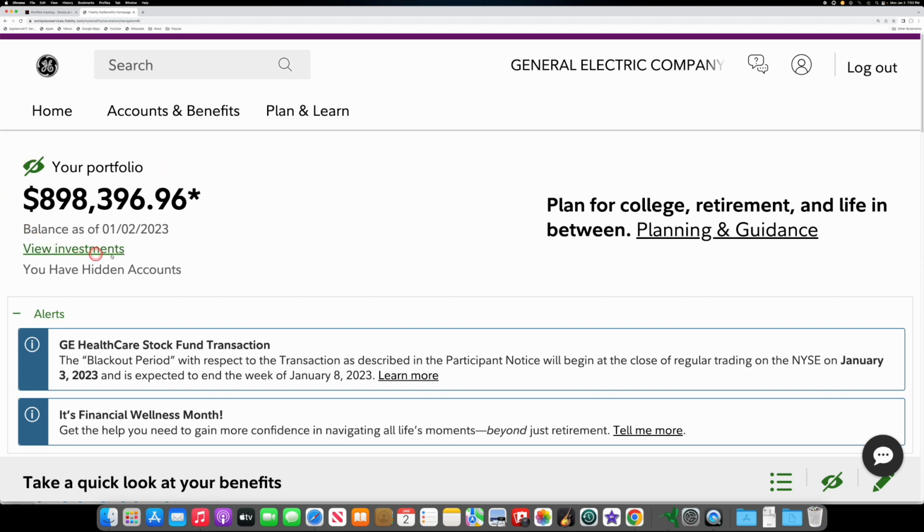This is my total portfolio. These are all the investments, all the different accounts that I talk about. My Roth IRA, my rollover IRA, my GM and GE 401k, all those separate accounts, this is the big number. And right now I'm at $898,396.96.